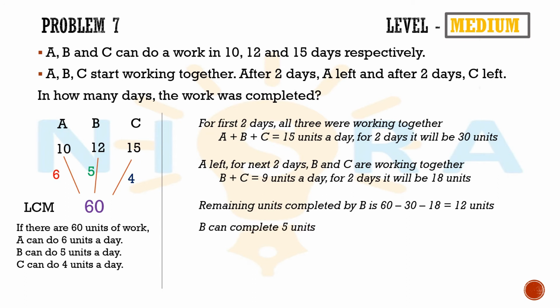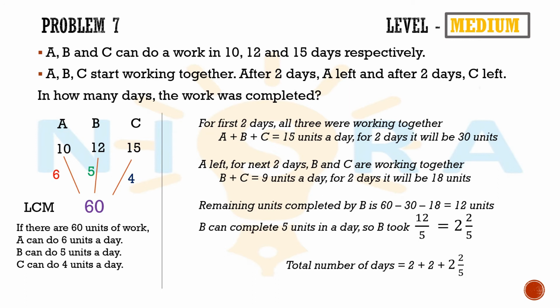So we know B can complete 5 units in a day. So B will take 12 by 5, which is equal to 2 by 5 days to complete the work. So the total number of days to complete the work will be 2 plus 2 plus 2 by 5, which is equal to 6 2 by 5 days.